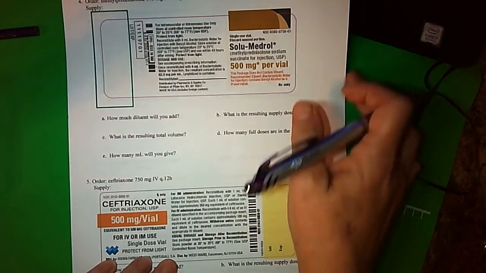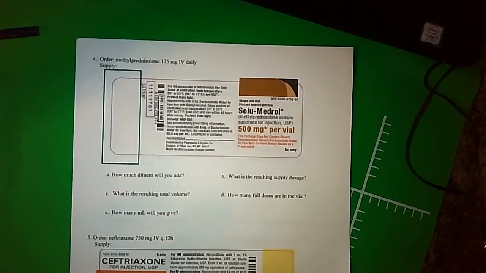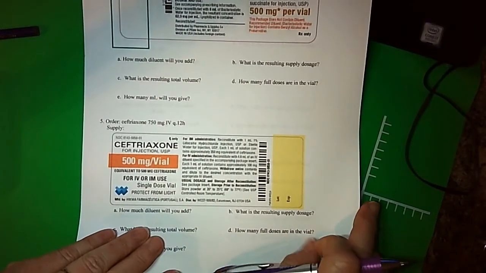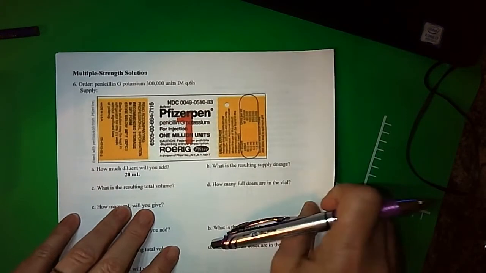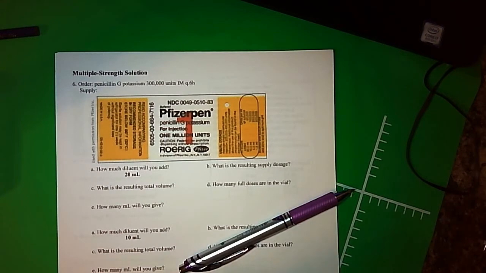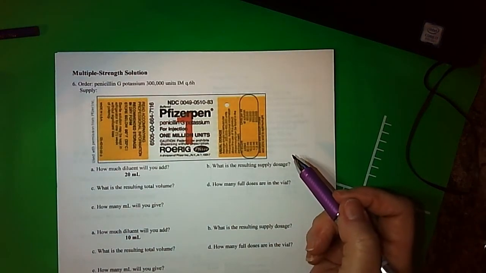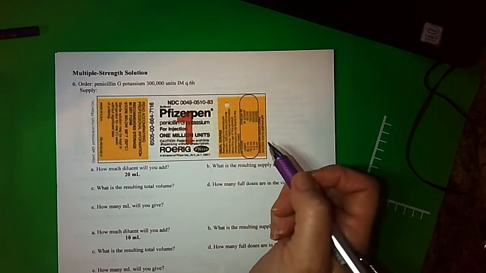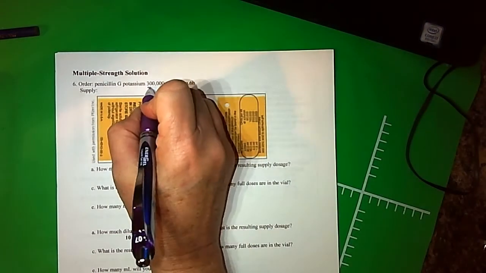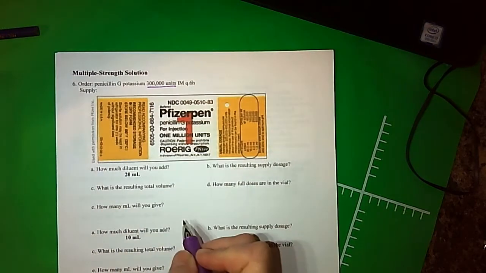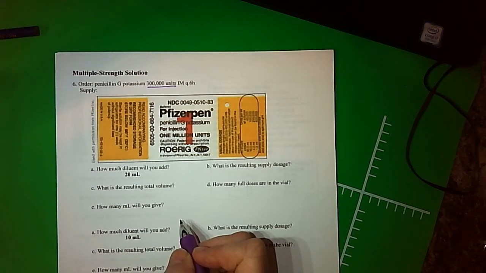All right. So I'm going to let you work number 4 and number 5. And we're going to look at number 6 together because it's a different type. This time we're looking at penicillin G potassium, 300,000 units IM every 6 hours. Notice it's 300,000 units. Okay, there's not going to be a conversion because units only go to units.